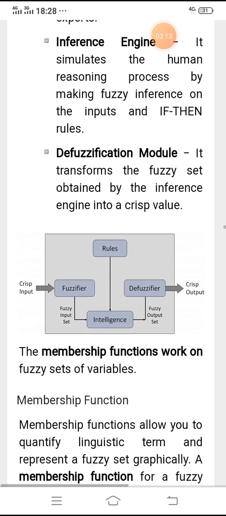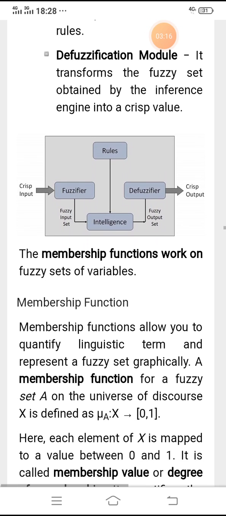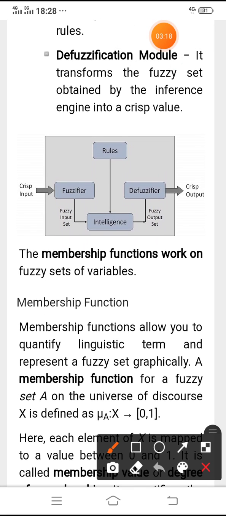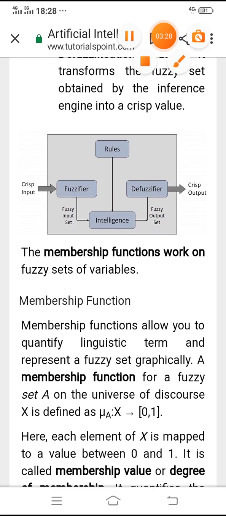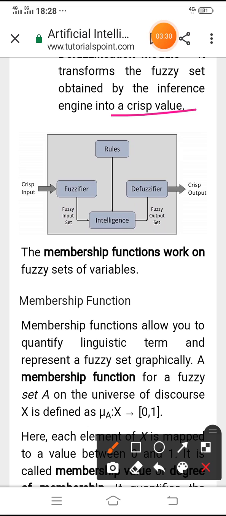Next is the defuzzification module. As its name makes clear, it makes our fuzzy sets into crisp values. So it transforms the fuzzy sets obtained by the inference engine into crisp values. So this is the diagram. You can see here.